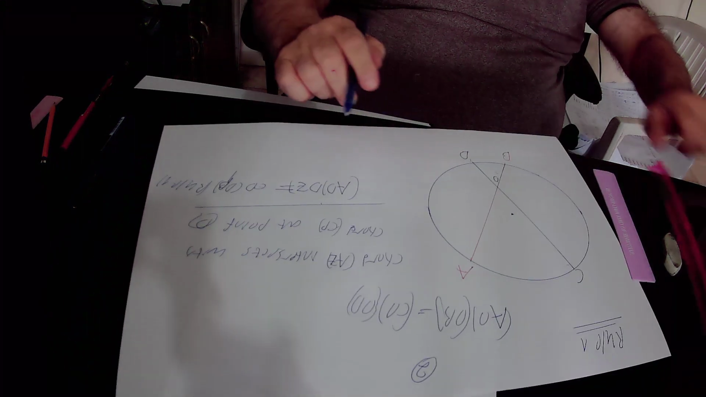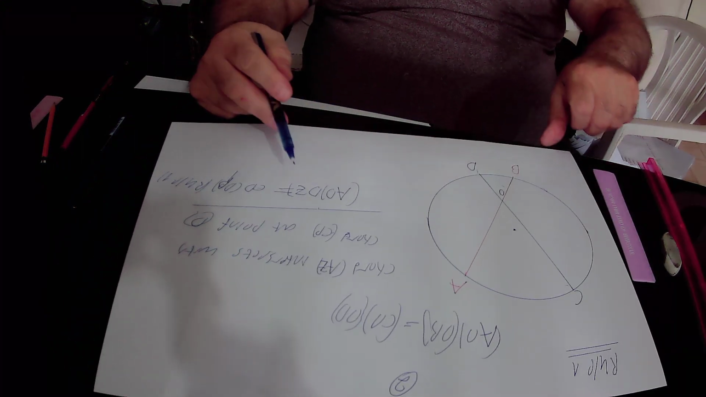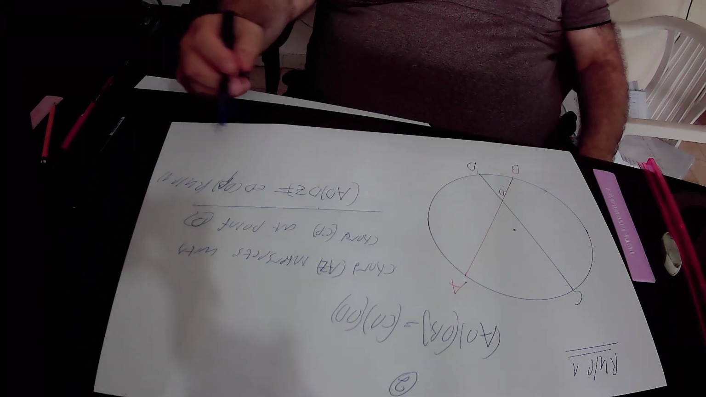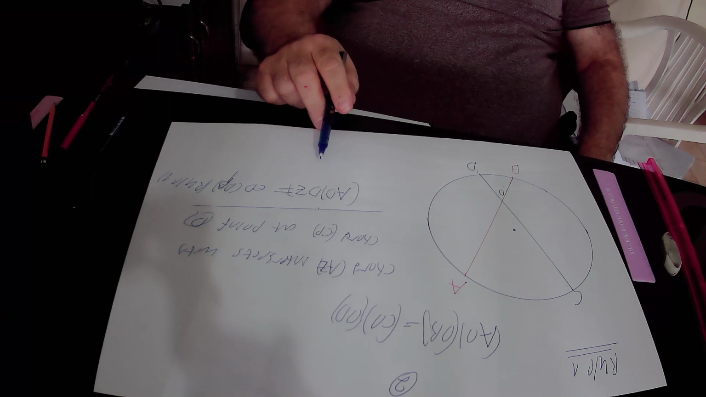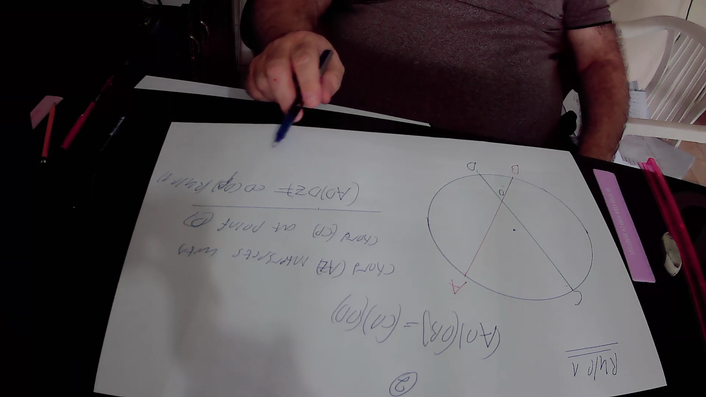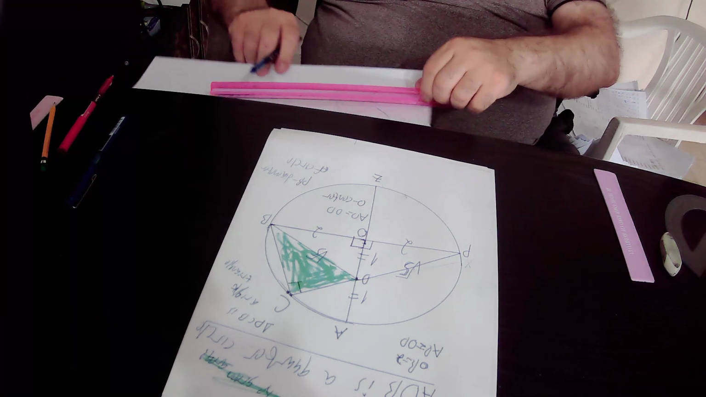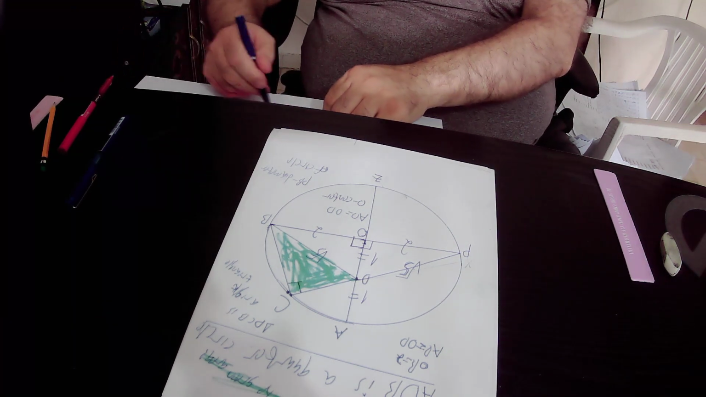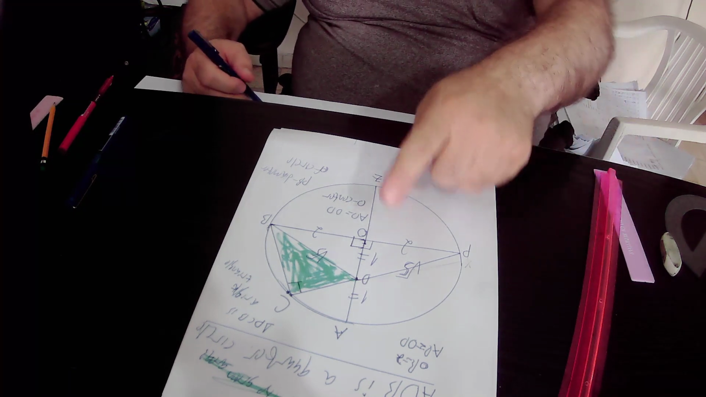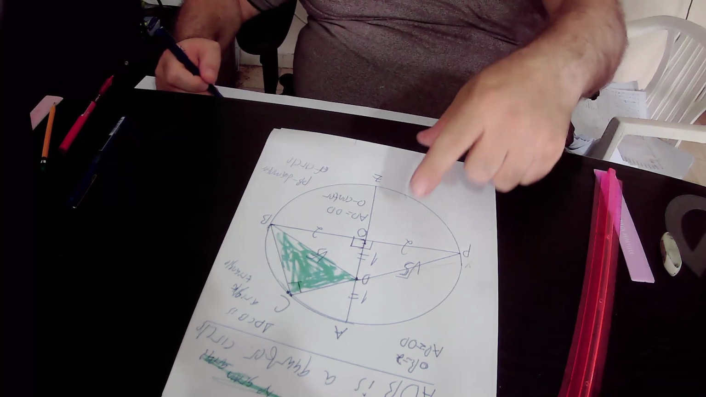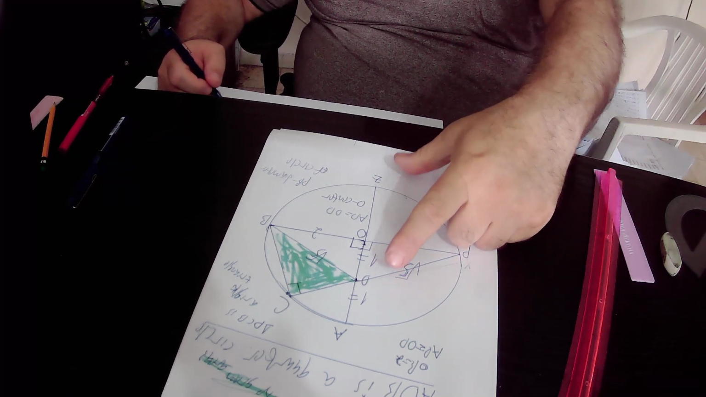Repeat again, chord AZ intersects with chord CP at point D, therefore according to rule number 1, we'll get that AD times DZ equals CD times DP. Okay? So here, AD equals 1 unit. DZ, what is the value of DZ?